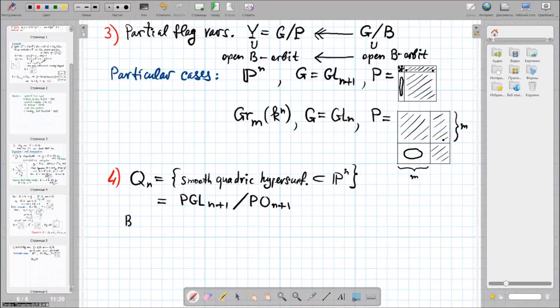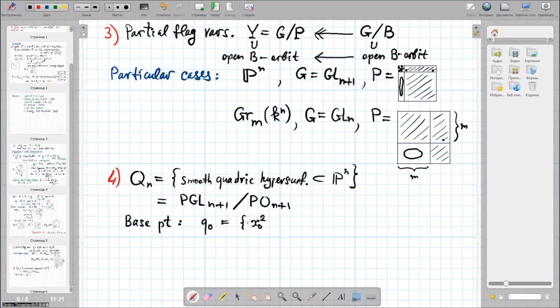We can take the base point to be the following quadric. Let me denote it as Q_0. The base point is the quadric defined by... I think this space does not only include smooth quadrics. Well, this is my notation for the space of smooth quadric hypersurfaces. In my notation, it includes only smooth quadrics. Well, I think the non-smooth ones are included in the quotient.